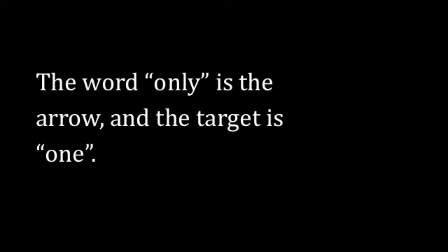Here, the word only is the arrow, and the target is the word one. To correct the misplaced modifier error, move the modifier next to the word it modifies. Jessica took only one test yesterday. In this example, only modifies be, although we want only to modify you. The correct way of saying this would be, I want to be with only you.